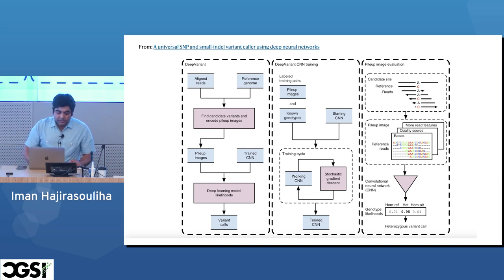So the deep learning model can output the likelihood of different genotypes. For example, you can say whether this was a heterozygous variant, a homozygous variant, or just a reference allele. So you can get the variant calls. How you can train the CNN is pretty intuitive. If you have correct labels from a training pair, essentially the pileup image with the correct genotype, you can train a CNN.